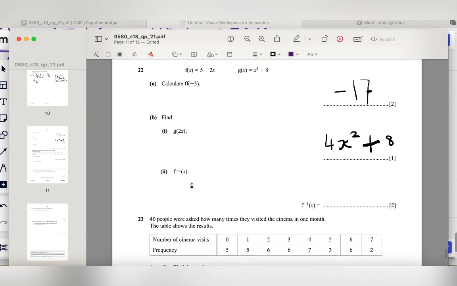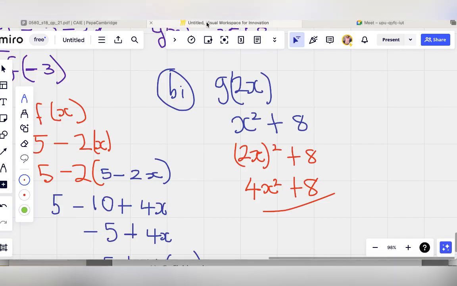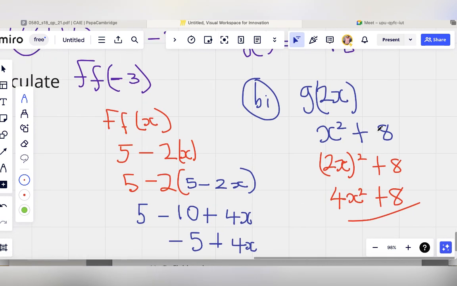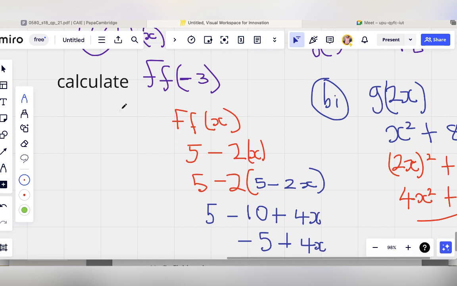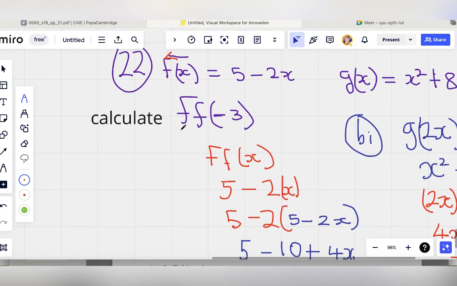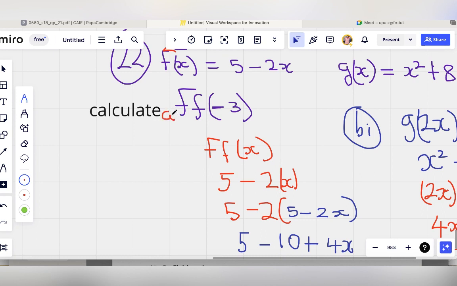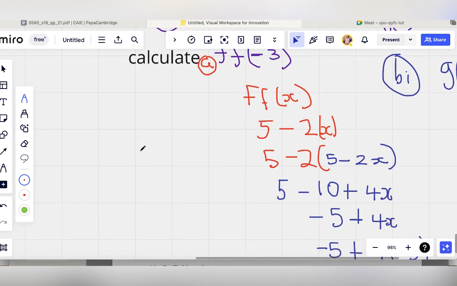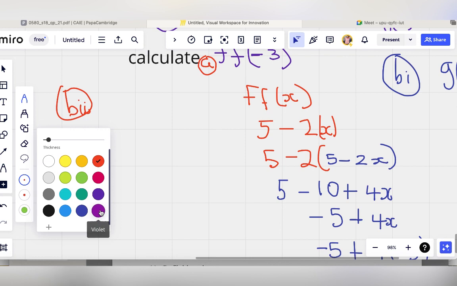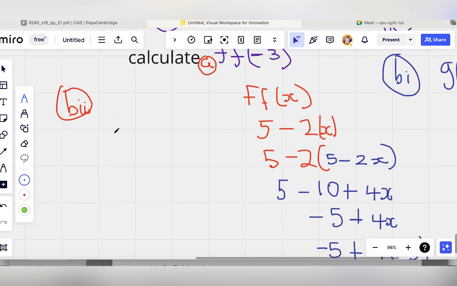The inverse of f of x. f raised to the power minus 1 of x means find the inverse of f of x. So let's go find the inverse of our f of x. Remember, our f of x is part b, Roman figure 2. That one was a. Now let's find the b Roman figure 2, the inverse of f of x.